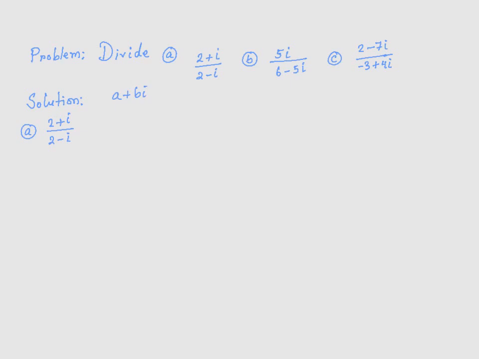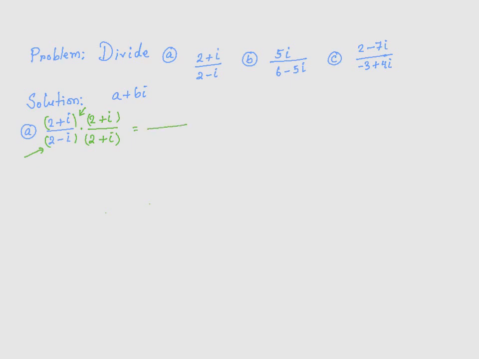So let's look at this guy. What is this expression? 2 plus i divided by 2 minus i. We look at the complex conjugate of 2 minus i, which by the way is going to be just 2 plus i. Remember, we change the sign in front of the imaginary part of the number. I multiply and divide by 2 plus i. Now I will have something simpler.